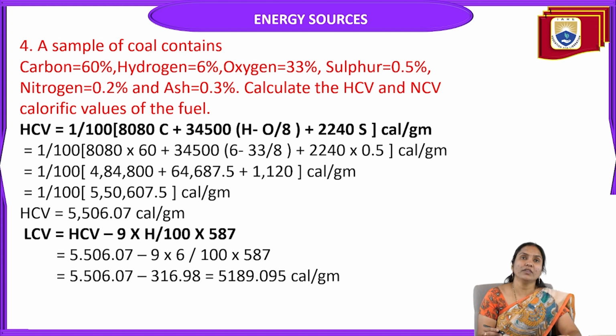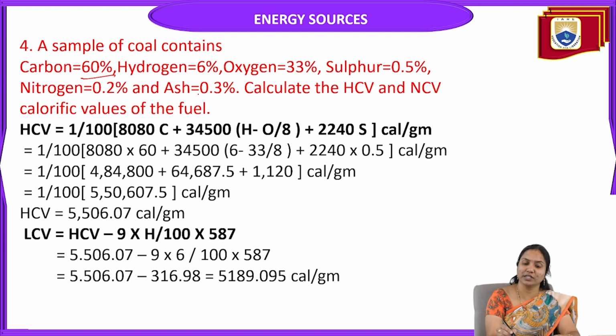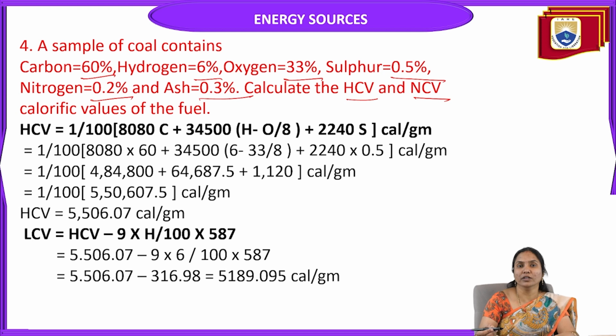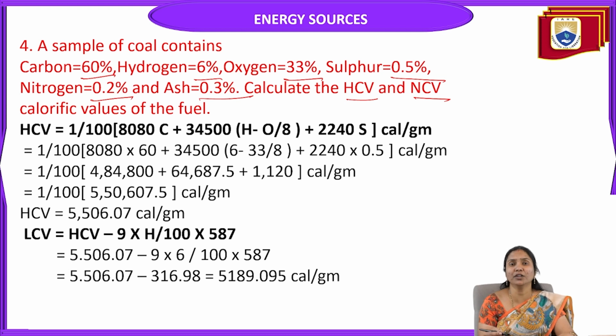One more problem. A sample of coal contains carbon 60%, hydrogen 6%, oxygen 33%, sulfur 0.5%, nitrogen 0.2%, and ash 0.3%. Calculate the high calorific value and net calorific value of the fuel. What formulas are we using for the determination of high and net calorific value of fuels? According to Dulong's formula, we can calculate the high calorific value.